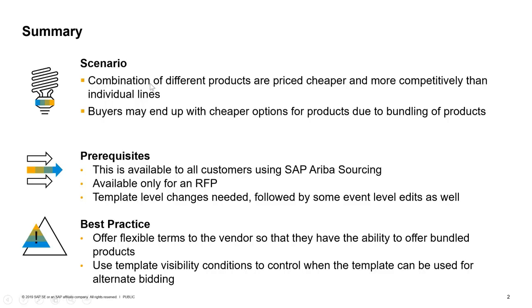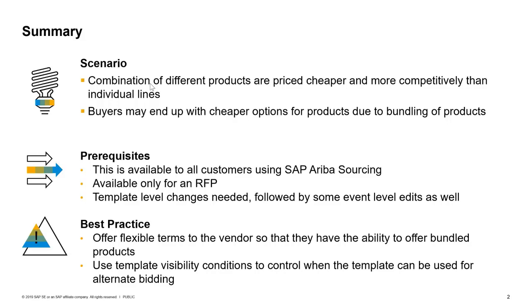This option is available within the alternative bidding functionality within SAP Ariba Sourcing, and there are a few changes which you saw which can be done within SAP Ariba Sourcing to get this implemented. Some of the best practice is to be flexible enough with your terms so that the suppliers are able to offer you the best price in terms of bundles, and so that you'll also be able to save some amount of money when you look at products in bundles rather than individually.